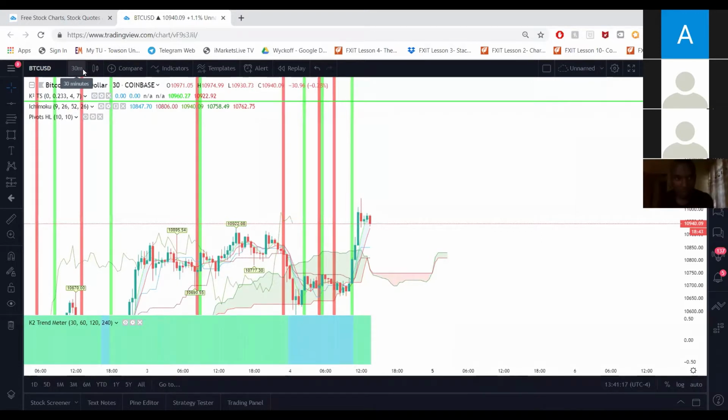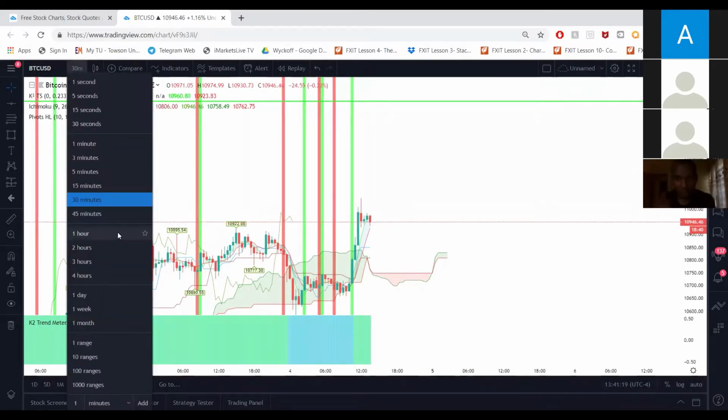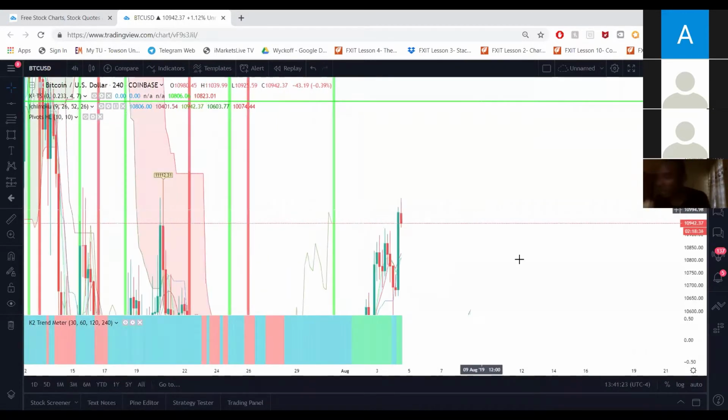It shoots up like that too and goes down. Yeah, crazy spikes. Yeah, Bitcoin is crazy. But look at this.